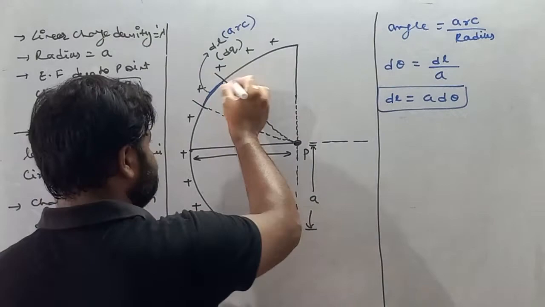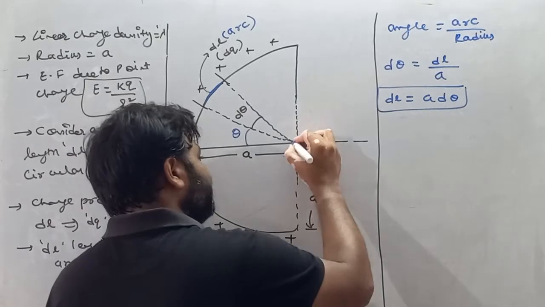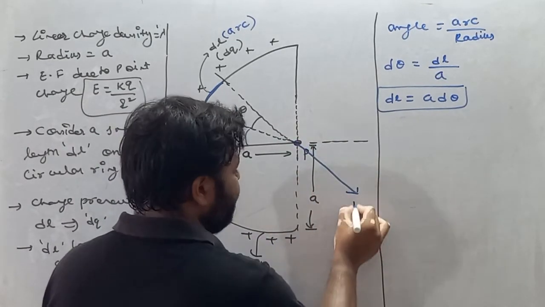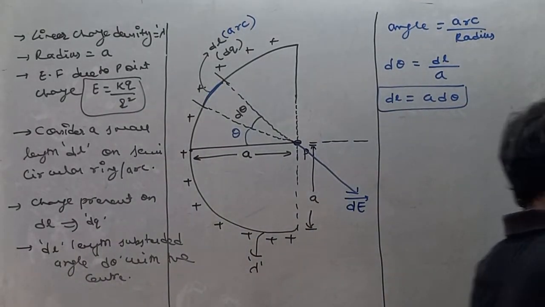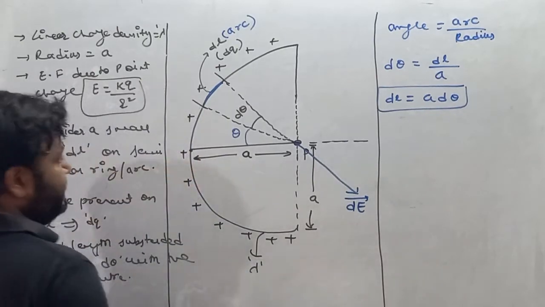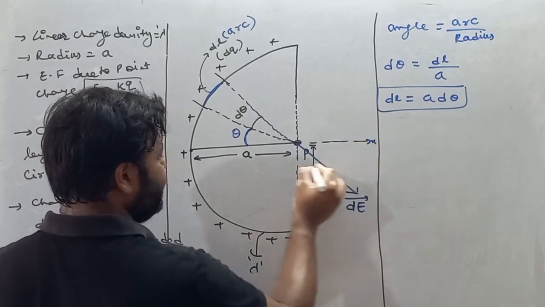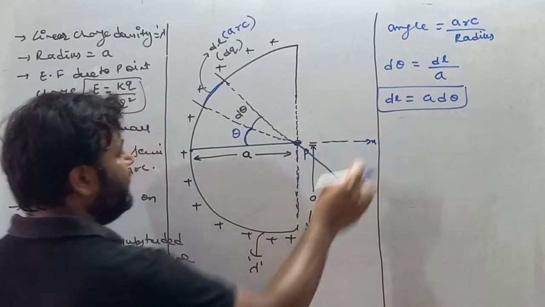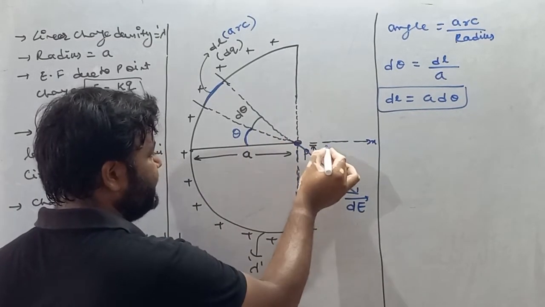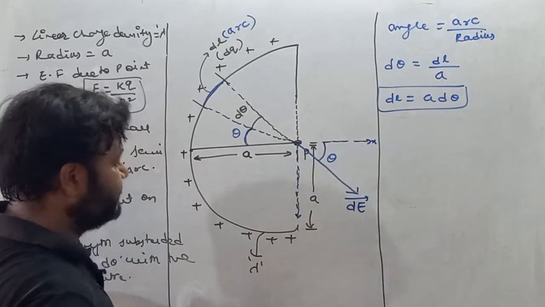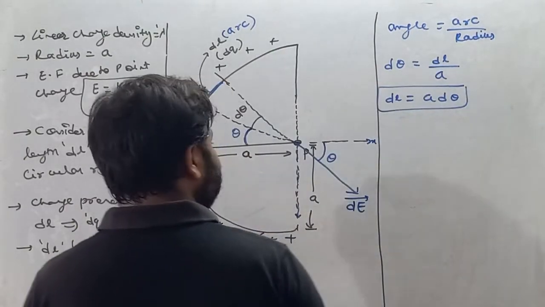So this dl length carries positive charge, and we know that due to positive charge, the direction of electric field is always away from the charge. Now see, this angle is theta, and we'll see that again the electric field does not lie only along the x-axis or only along the y-axis. So it is making some angle. If this angle is theta, then this must be theta. So dE is basically electric field, a vector quantity, making angle theta.